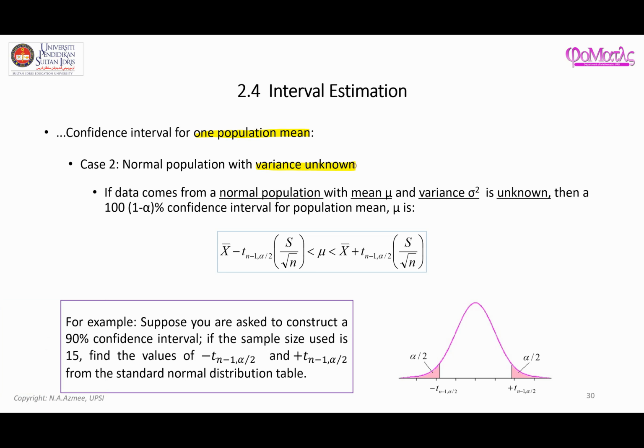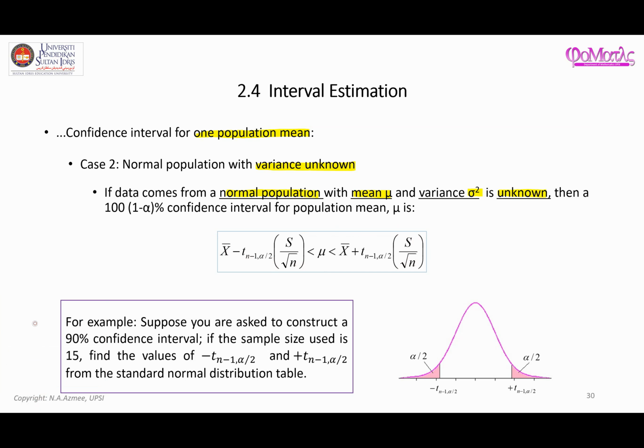In this video, I'm going to talk about the construction of a confidence interval for a population mean when variance is unknown. Let's say your data comes from a normal population, the mean is mu, and the variance of the population is unknown. Therefore, the confidence interval can be constructed by using this formula here.